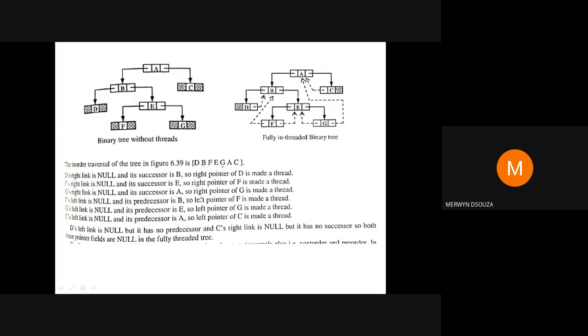Predecessor means, given this, suppose I want to find the in order predecessor of G. Whatever value comes before it, that is the predecessor of that. So the in order predecessor of G is E. The in order predecessor of C is A. The in order predecessor of D, we do not have an in order predecessor for D. There is no value before D.